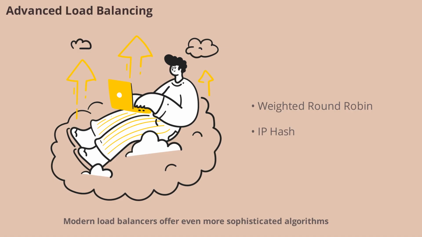Modern load balancers offer even more sophisticated algorithms. Weighted round robin gives more powerful servers a larger share of the requests. Weighted least connections considers both server capacity and current load. Least response time picks the server that's currently responding the fastest. There's also IP hash, which ensures requests from the same client always go to the same server. Each method has its own use case, making load balancing a flexible and powerful tool.